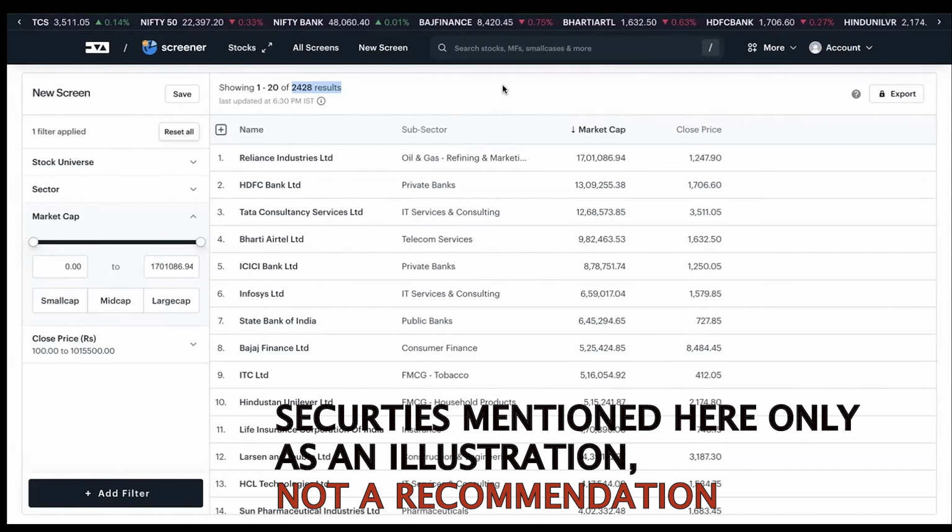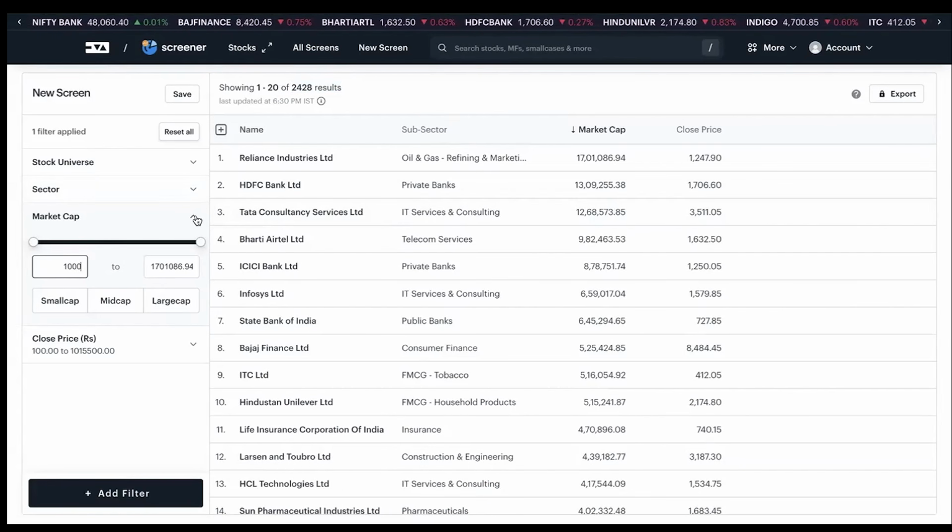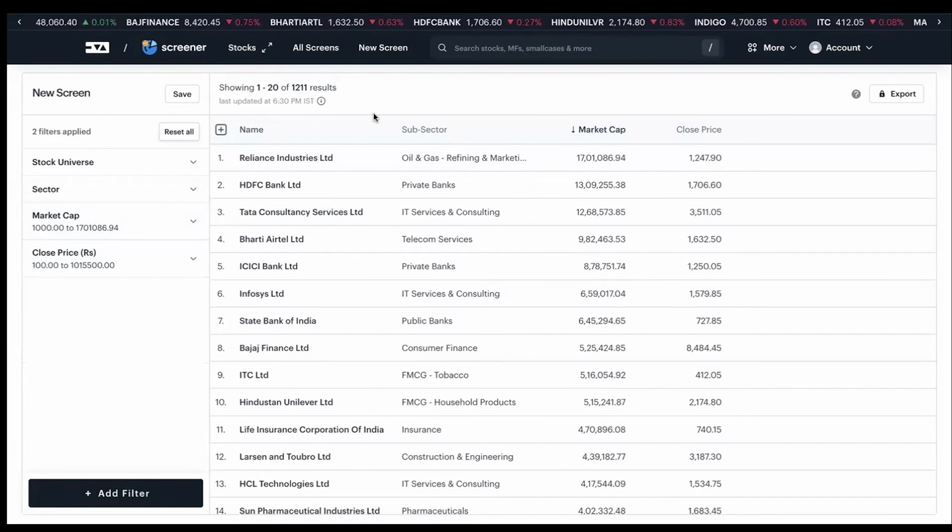And now next one we have to see market cap, right? Market cap, I will put 1,000 crores. That means it will show me only the stocks which have at least 1,000 crores of market cap, and you can see that now we have narrowed it down to 1,211.